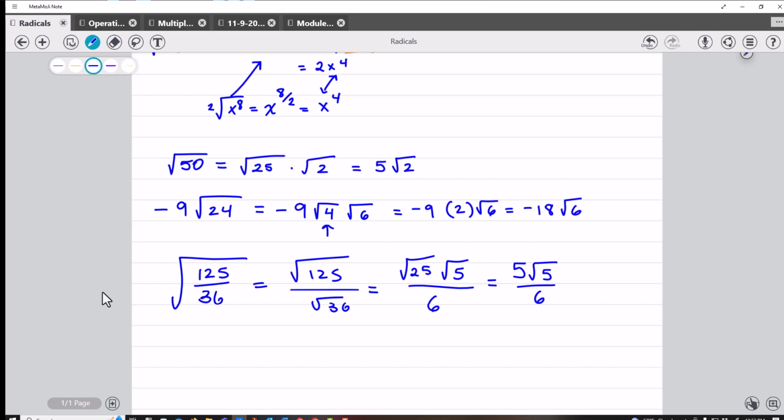So these are just kind of the basics of the radicals. I don't want to say square roots, because sometimes you can have different roots. And I will add some more examples for your viewing pleasure.